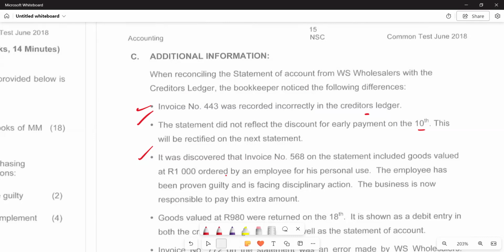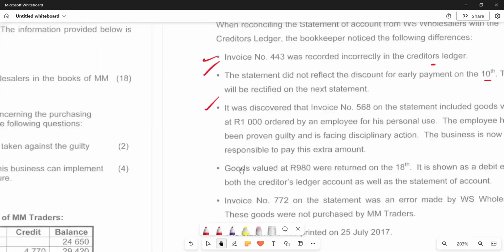So we can try to go back again and see what exactly this explanation is saying. It was discovered that invoice number 568 on the statement included goods valued at 1,000 rands ordered by an employee for his personal use. The employee is proven guilty and is facing disciplinary action, and the business is now responsible to pay this amount. So if you go to the statement, let's see the figure on the statement for invoice number 568, and then we compare it with what we have on the ledger.